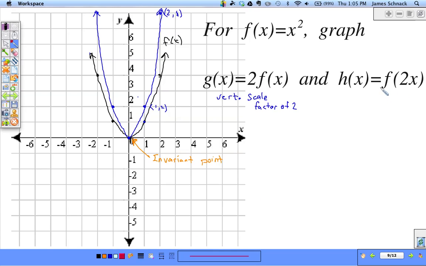Now we want h of x to be f of 2x. So this is a horizontal scale factor of not 2, but 1/2. What that means is that all of these points are going to stay at the same height, but they're going to get closer to the y-axis half as much. So this point that was at 1 comma 1 becomes 1/2 comma 1. This point that was at 2 comma 4 becomes 1 comma 4.